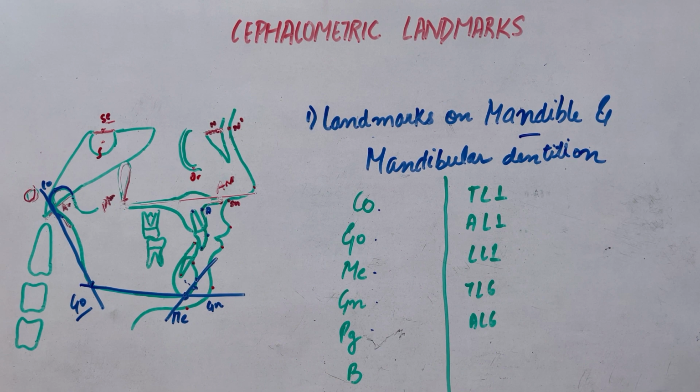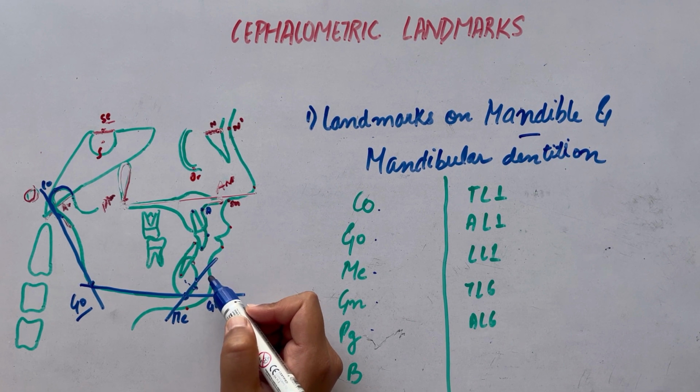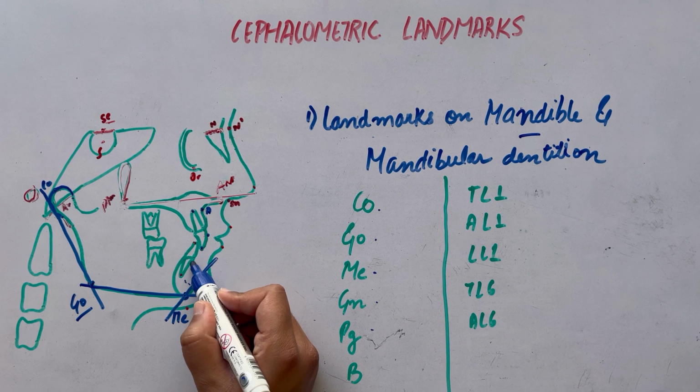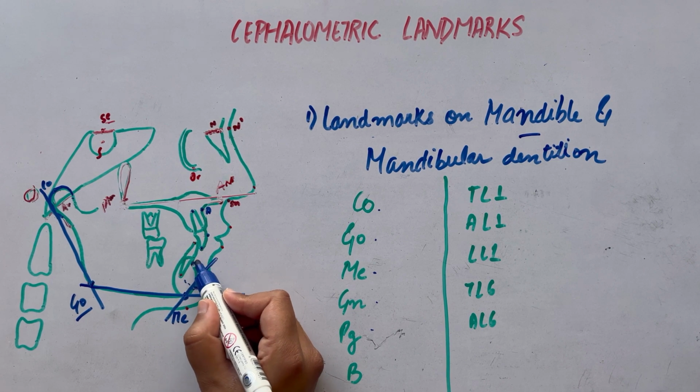Next is the supramental point, that is point B. This is the deepest point on the profile curvature from pogonion to the infradentale. The deepest point on the mandibular symphysis is the B point.